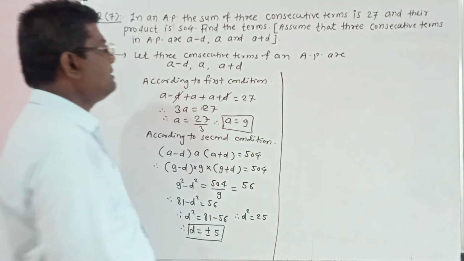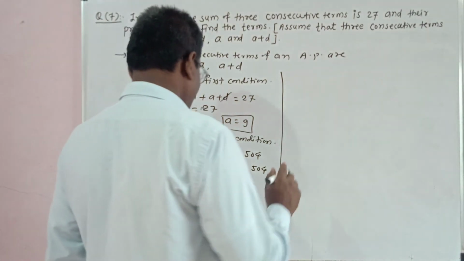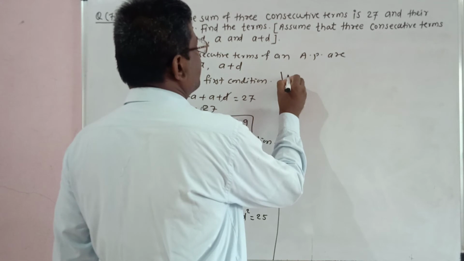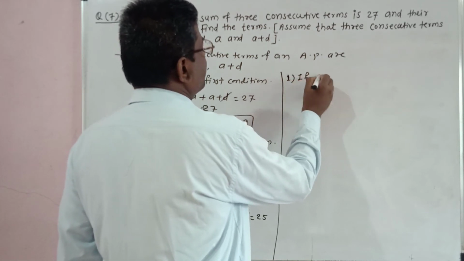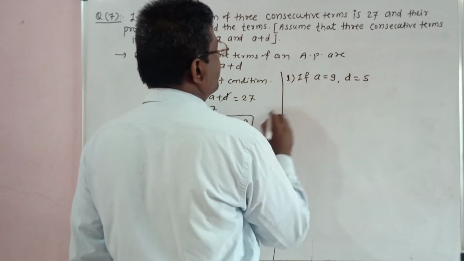Now let's find the 3 consecutive terms. Number 1, if A is equal to 9, D is equal to 5.